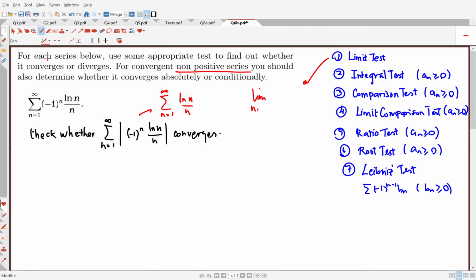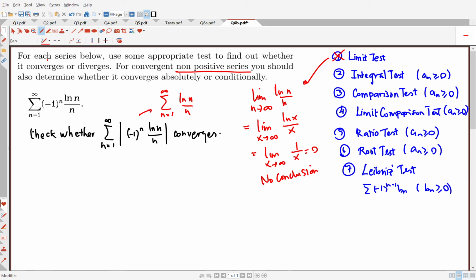We just need to take the limit as n tends to infinity of ln n over n, and this is infinity over infinity, so we can apply Hospital rule, but we need to change the n to x, and we will have limit x tends to infinity of 1 over x, and this is 0. So it means that we have no conclusion from limit test, so we cannot use.